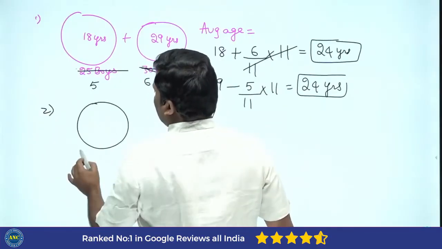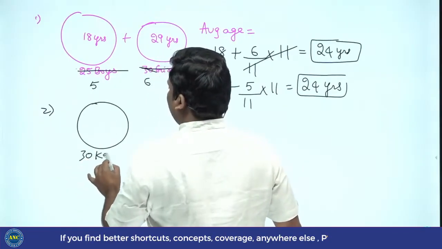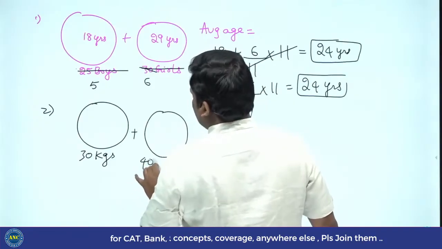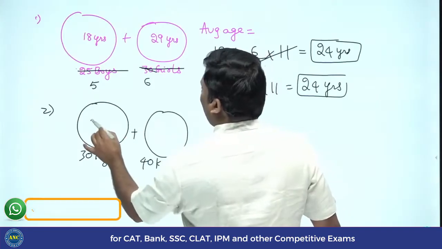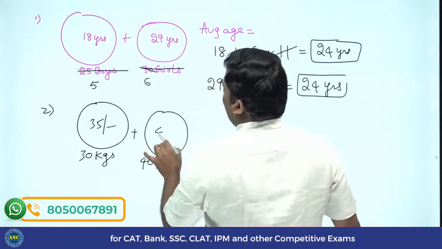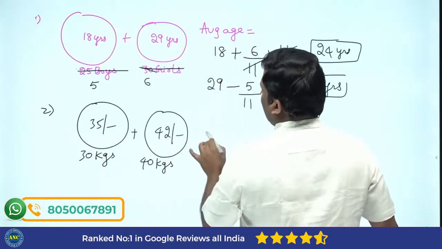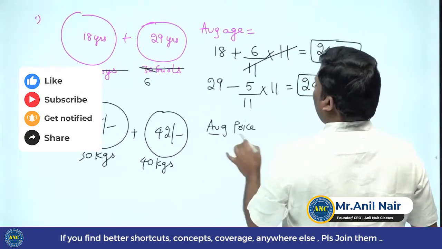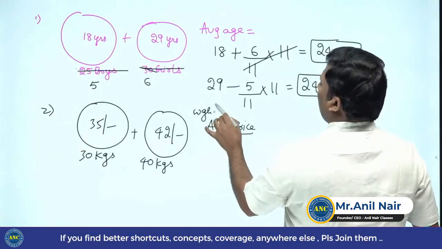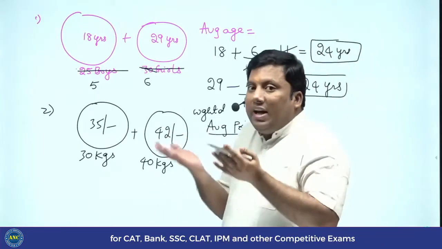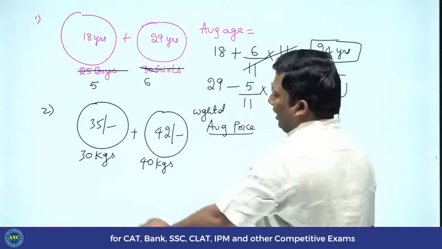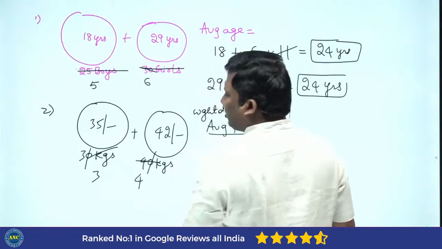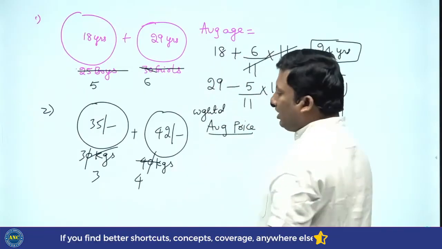Suppose here it is 30 kgs of wheat mixed with 40 kgs of wheat. One is costing 35, another is costing 42. What is the average price per kg? Weighted average price. I don't need the exact number of quantities. Make it optimized: these 3s are, these 4s are.